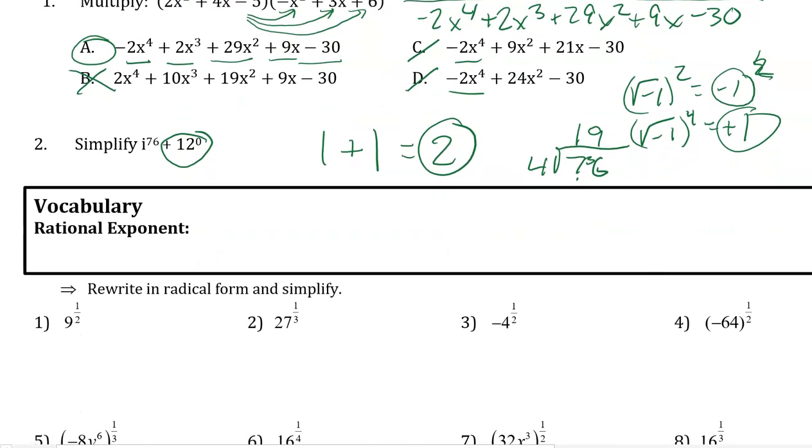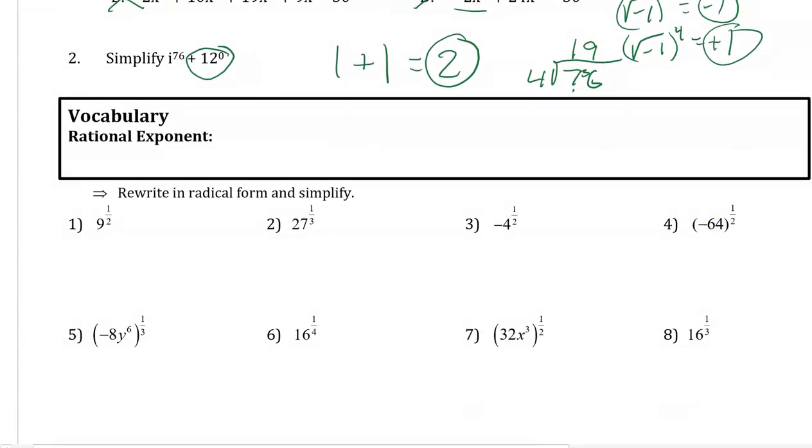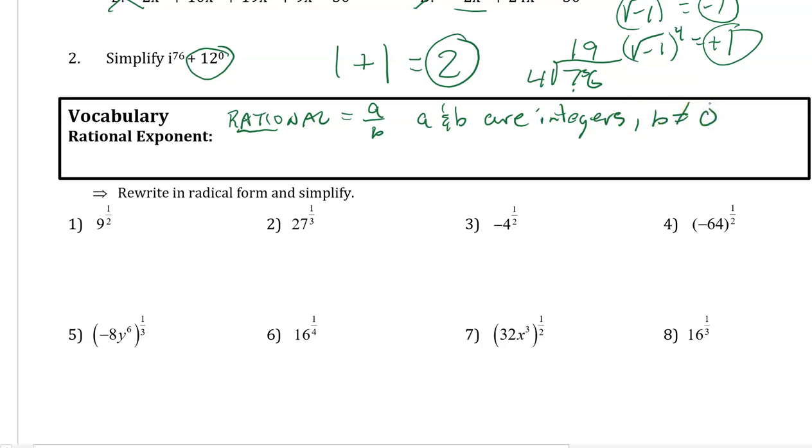Now moving on to the next bit of material here. First off, numbers with a rational exponent. A rational number is one that can be described as a ratio of a over b, where a and b are integers, and b does not equal 0, or you'll get division by 0 and it'll be undefined. So a rational number is a ratio of two integers.